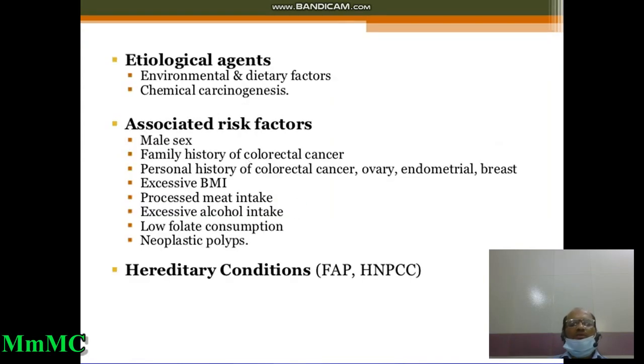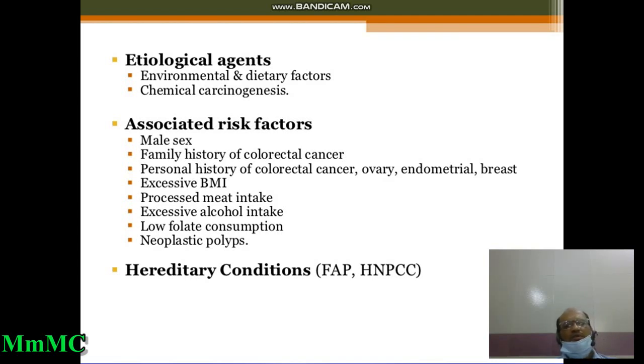What are the causes of carcinoma rectum? Cancer is always a multifactorial disease, involving environmental and dietary factors and some chemical carcinogenesis. Associated risk factors: male sex is a high risk factor for developing carcinoma rectum.